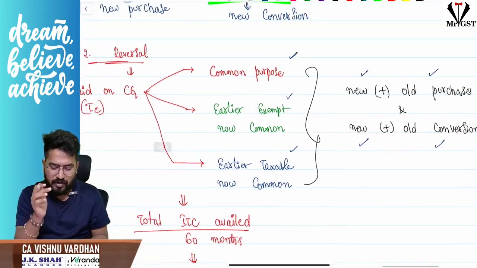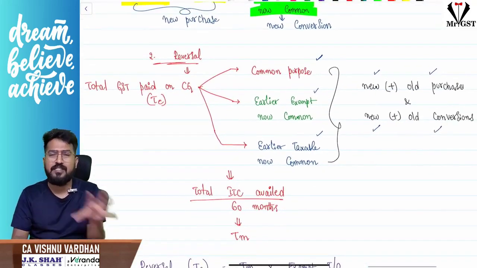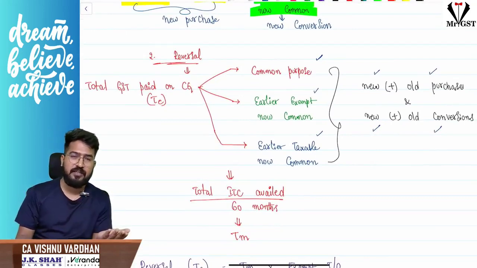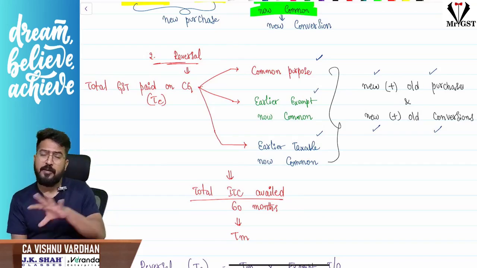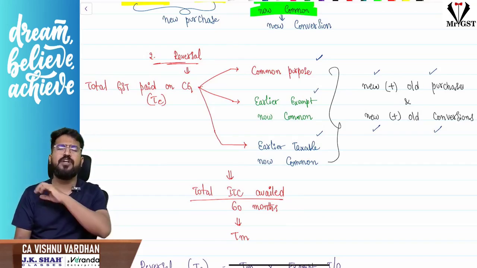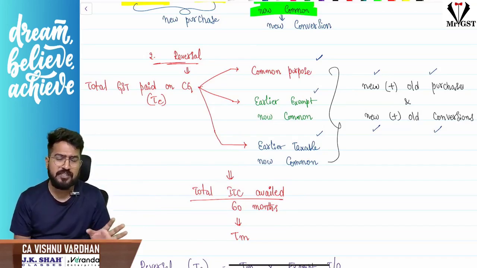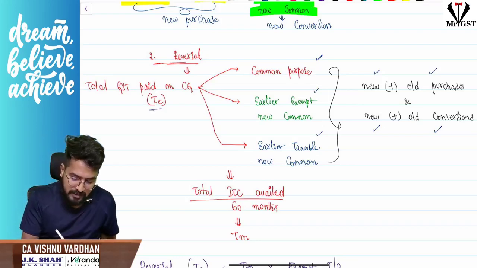That is what we are calling TC, total GST paid on capital goods. Now all these capital goods are used for what? Common purpose, correct? They might have been purchased earlier or now, or converted earlier or in this month, but all these capital goods are right now being used for common purpose. On whatever total GST was paid, you take it fully. That is what we are calling TC.